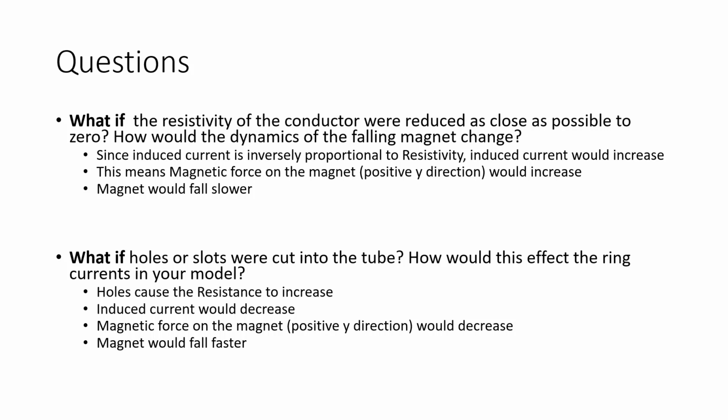What if we had holes and slots cut in the tube, though? Well, holes are going to cause the resistance to increase, which means that induced current is going to decrease. So magnetic force on the magnet in the positive y direction would decrease ultimately, which means the magnet would fall faster, since gravity is going to be bigger in magnitude compared to just that positive magnetic force.